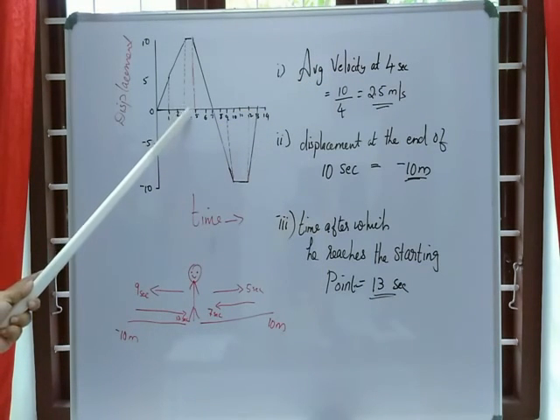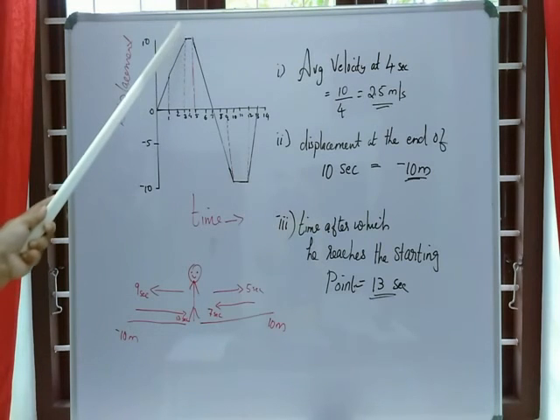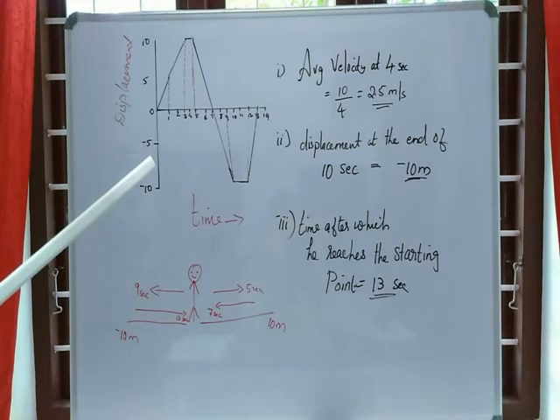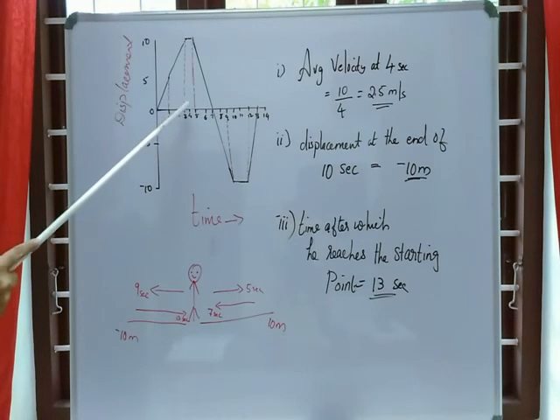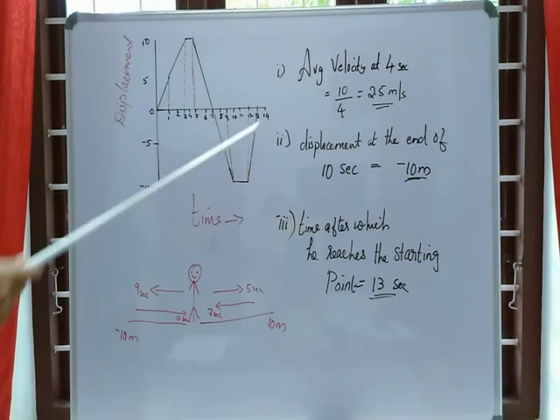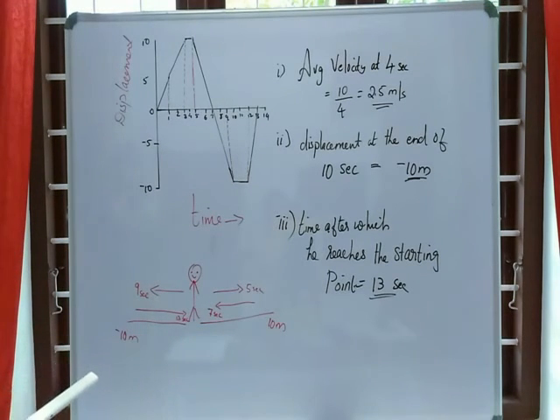So the velocity at the fourth second. Using the formula, velocity is displacement by time. At the fourth second, displacement is 10 and time is 4. So 10 by 4, you will get 2.5 meter per second.